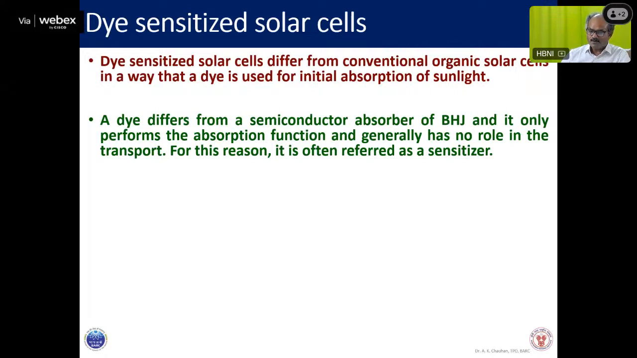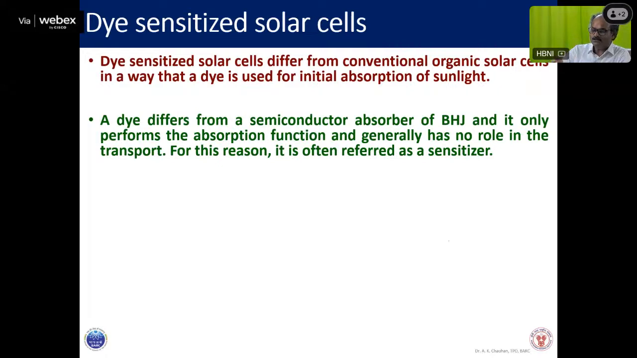A dye differs from a semiconductor absorber like a BHJ, and it only performs the absorption function and generally has no role in the transport. So what is actually done? You have some material which is in contact. Over that material, a very thin layer of the dye, mostly a monolayer of dye, is coated.